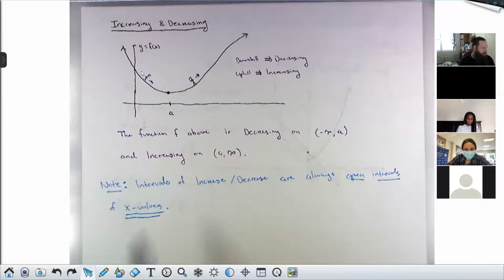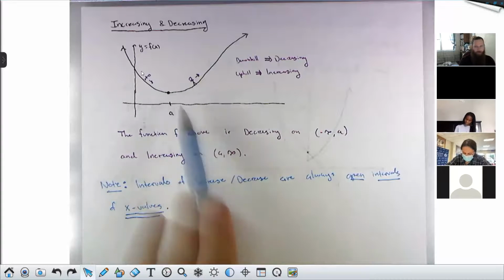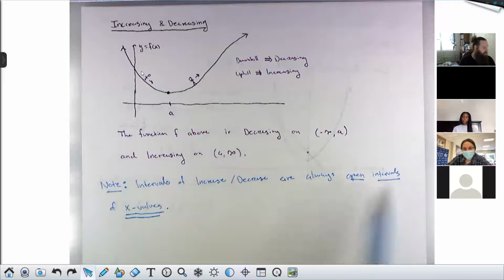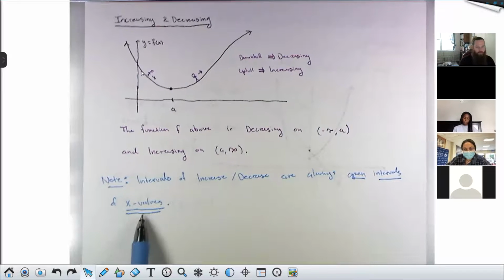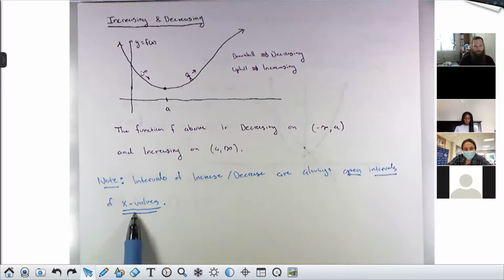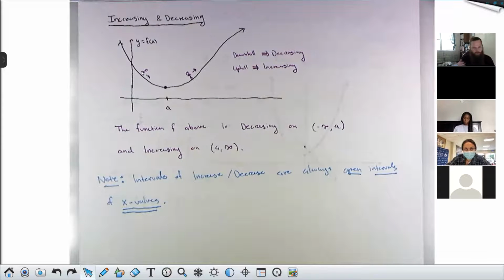So again, the thing to remember: intervals of increase and decrease are always open intervals, open because, you know, at points like this, you're not going up or down. Open intervals of x values. Don't give me ordered pairs. And please don't give me y values. Y values don't mean anything for this. Where something is happening on a graph always means at what x value.